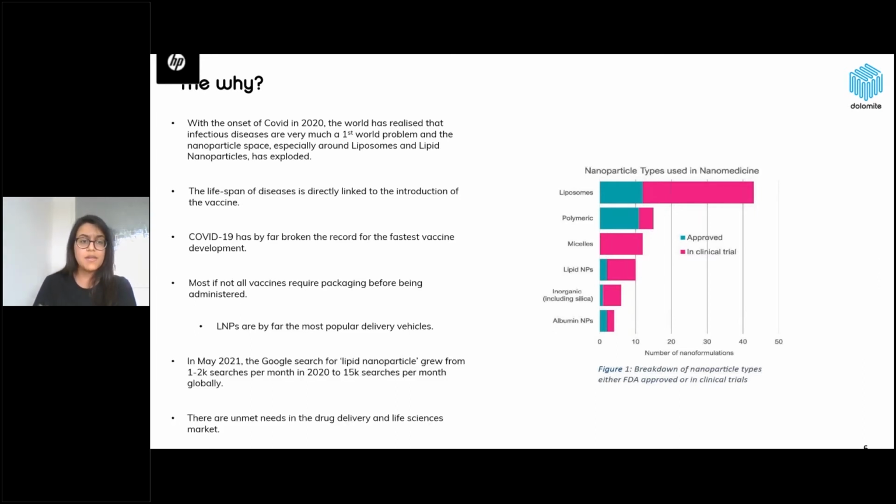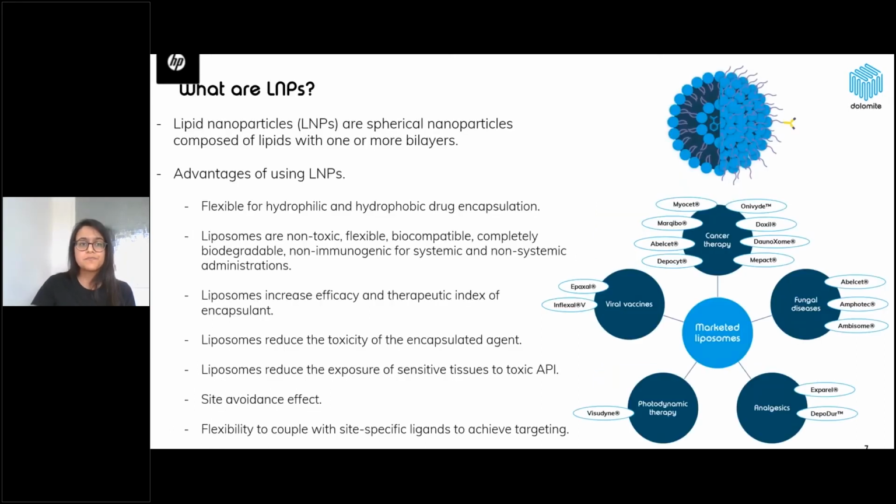And just in May this year, the Google search for lipid nanoparticles itself has grown from a couple of thousand searches to 15,000 searches per month. So we already know that there is a lot of traction, there's a lot of interest around the LNP space, and there are a lot of unmet needs in terms of the drug delivery and life sciences market, which we hopefully will try to address as well.